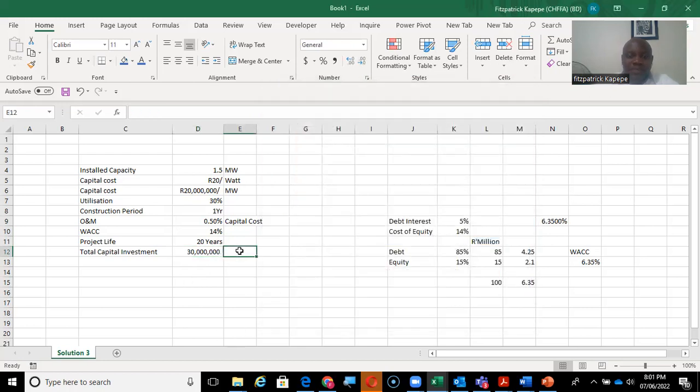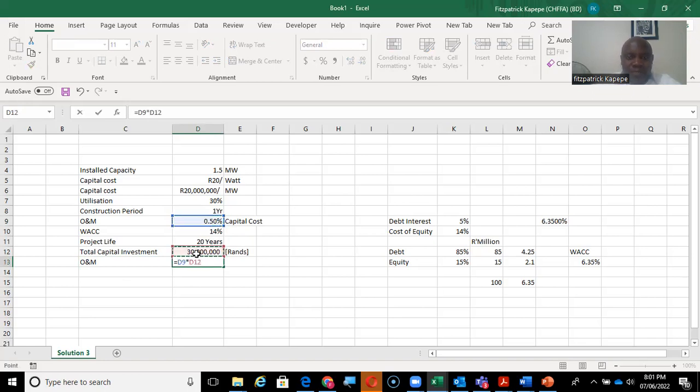So this is, I'll do like this, rands. Okay. So that is the total capital cost, which is basically a cash outflow. But then we need now to get, we have been told that O and M is 0.5 of capital cost. So O and M is 0.5 times 20.